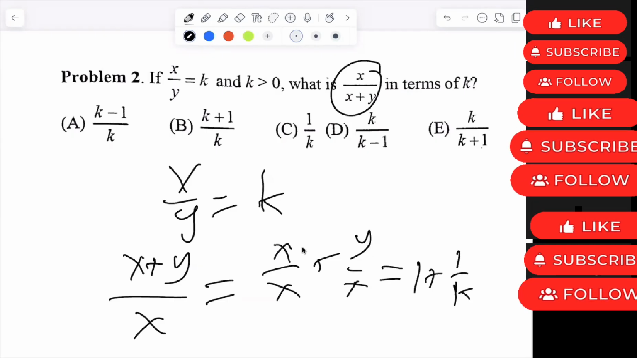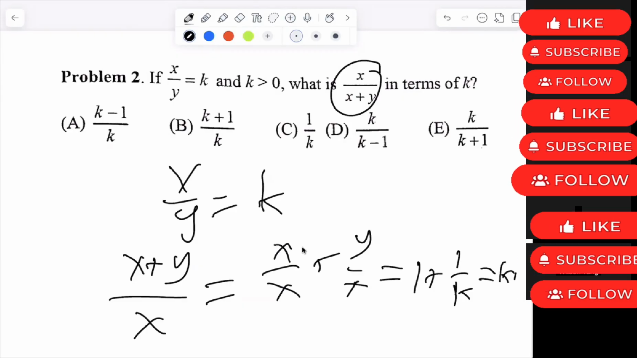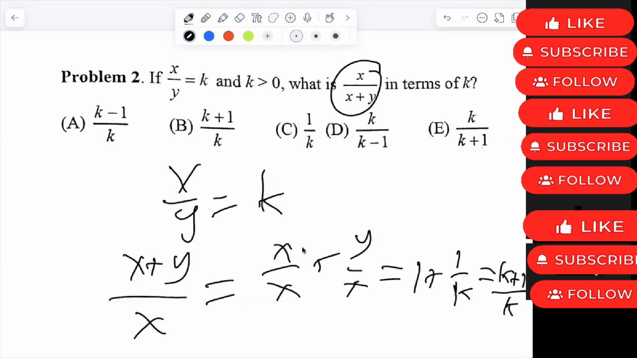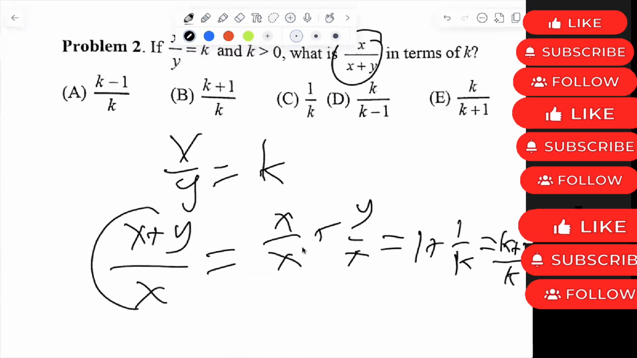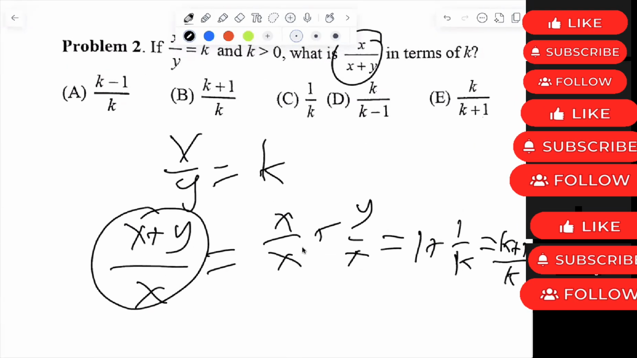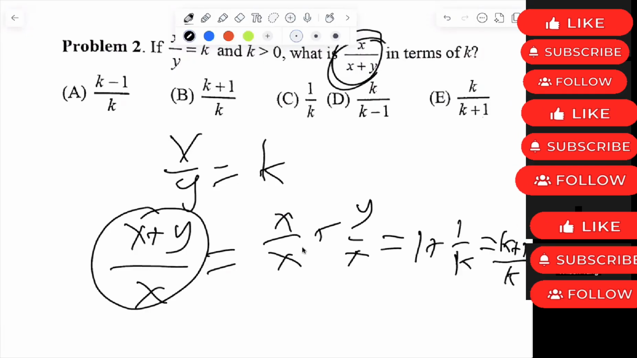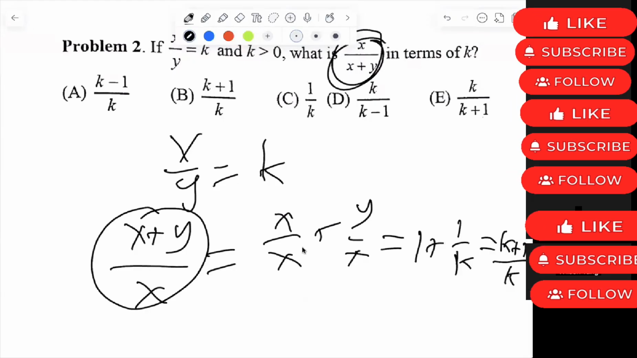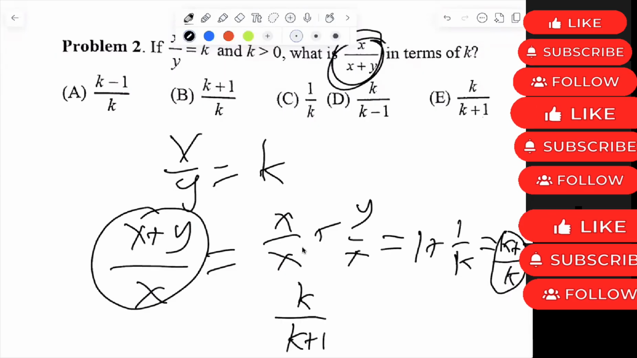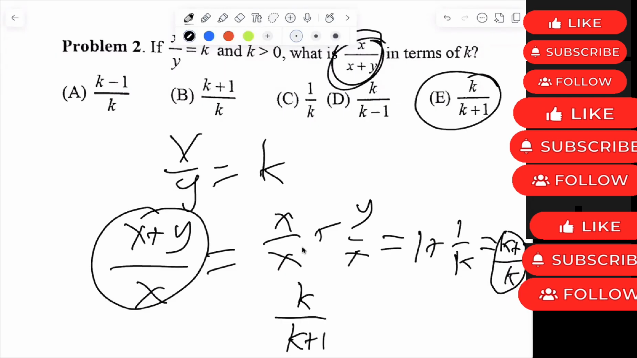Now to simplify, if we combine the fractions and the numbers, you get k plus 1 divided by k. Now this is what x plus y divided by x is. And remember, we took the reciprocal of it. So we want x divided by x plus y, so we reciprocate this one again. We get k divided by k plus 1. So the answer to this question is just E.